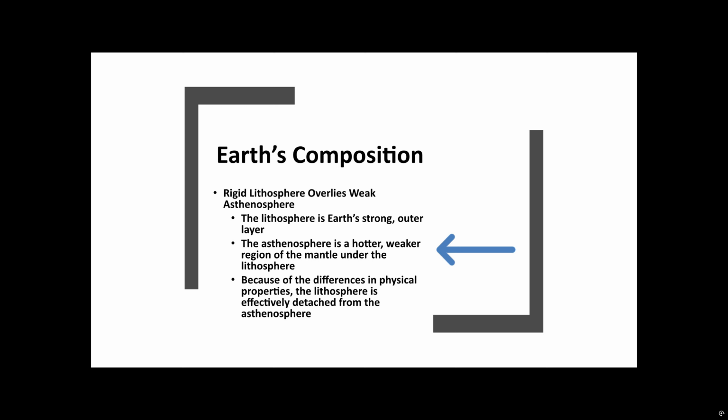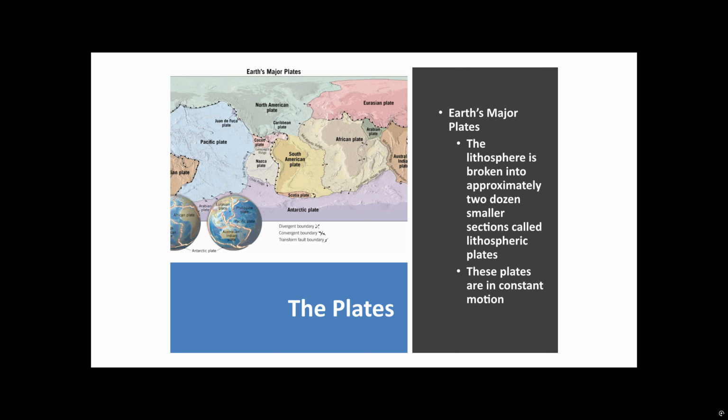Now, just as a side note, the asthenosphere is not molten lava or magma. It is just very hot rock that flows with what we call plastic flow. The lithosphere is broken into approximately 24 smaller sections called lithospheric plates. Now, when I say 24, I'm talking about the major plates on Earth. There are many, many more small or minor plates on Earth's surface.